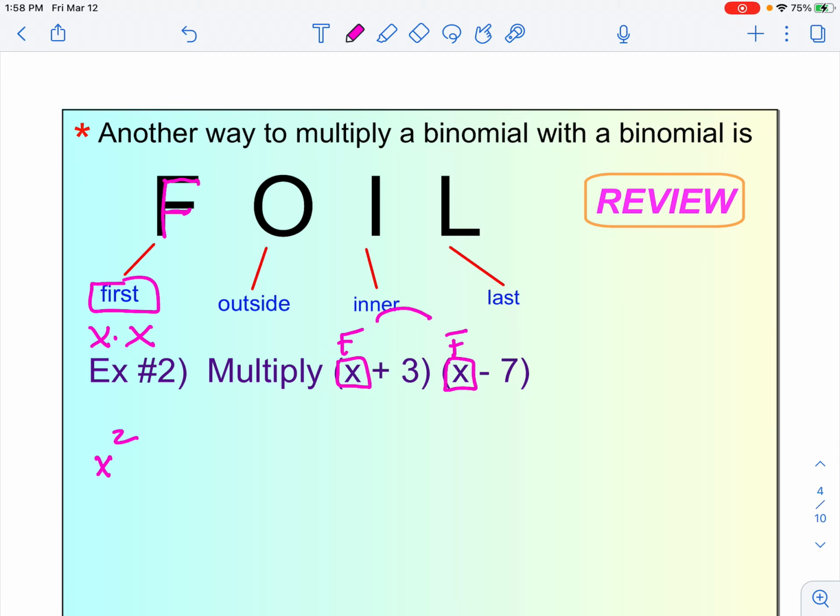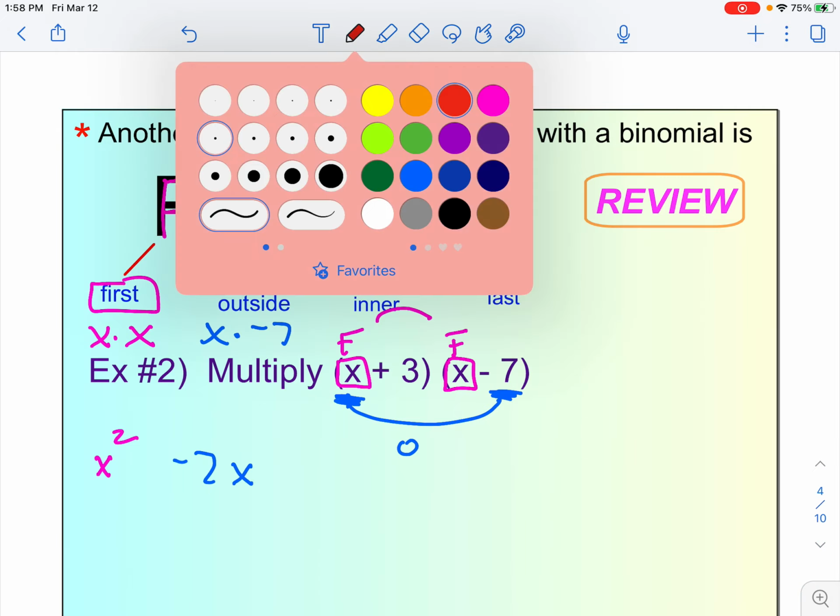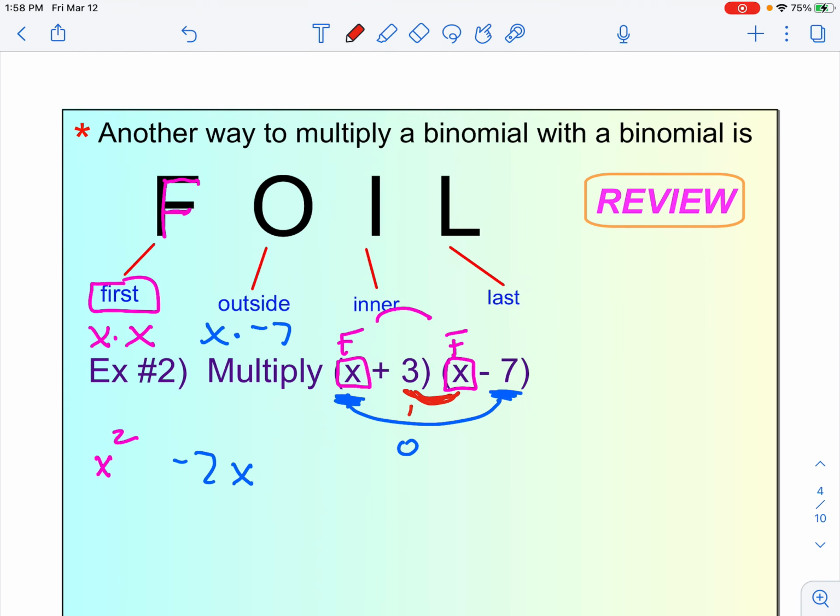Now let's look at the outside terms. The outside terms are the outermost terms in your problem. So we would multiply the x times the negative 7, and that gives us negative 7x. Then let's look at the inner terms, the innermost terms. We'd be multiplying 3 times x, which gives us 3x.